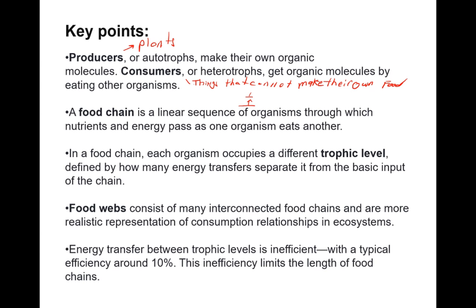Energy transfer between trophic levels is inefficient. With a typical efficiency around 10%, this inefficiency limits the length of food chains. What this says is, in between those different levels, we have a producer down here, and then we have the primary consumer, and then we have the secondary consumer. The producer receives 100% energy. We lose 10% as we go up. So each time we go up to a different level, this would be 80%. Every time we go up a different level, we lose 10% of the energy.